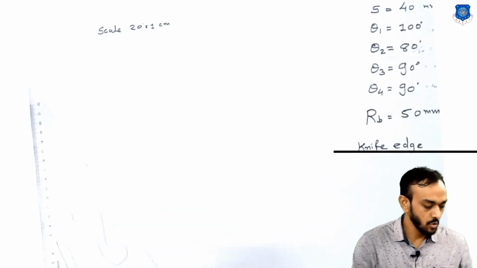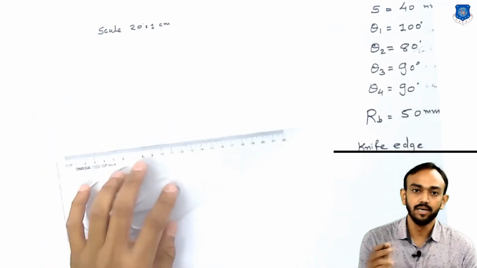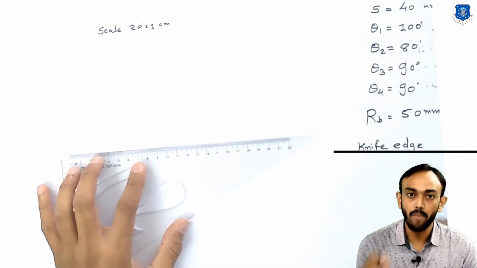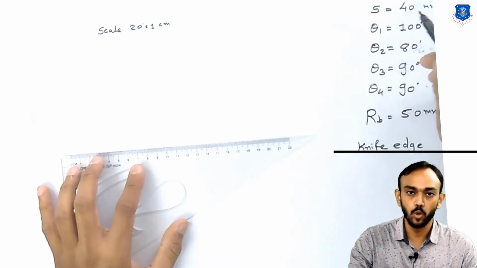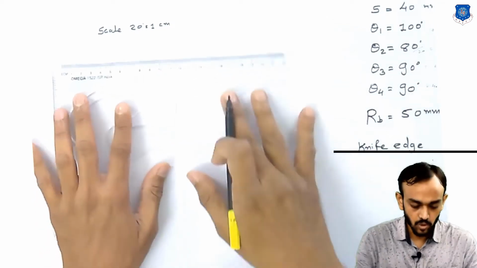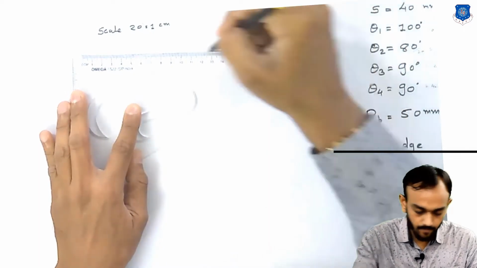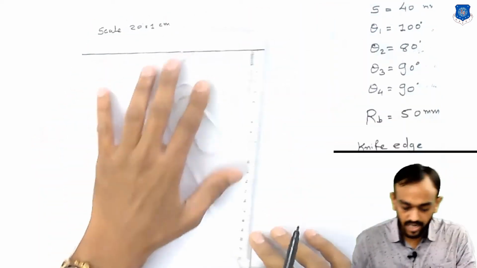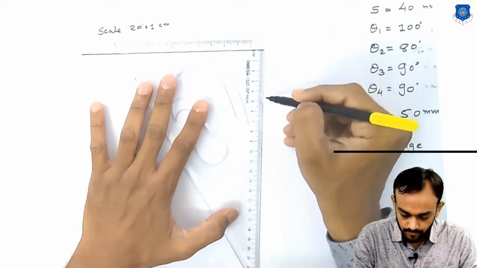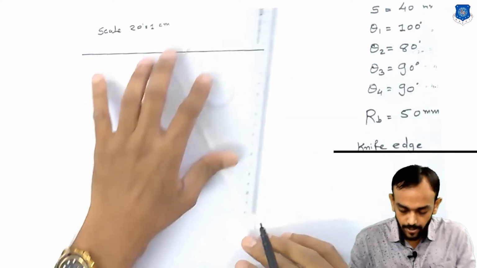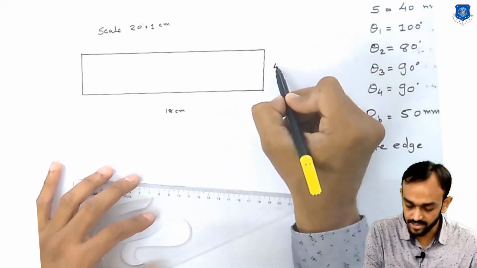As you know, in the displacement diagram we always make a rectangle of 18 centimeters by height. The height depends upon the lift. The lift is given as 40 mm, so the height will be 4 centimeters. So let's start: 18 centimeters, and the height is 4 centimeters. Okay, our rectangle is 18 centimeters wide and 4 centimeters high.